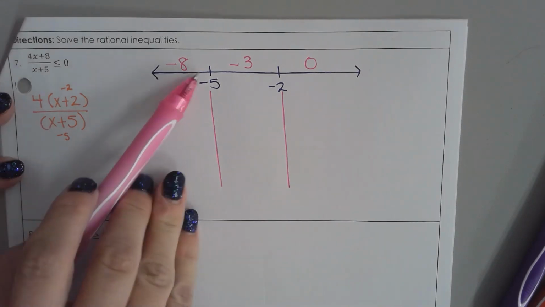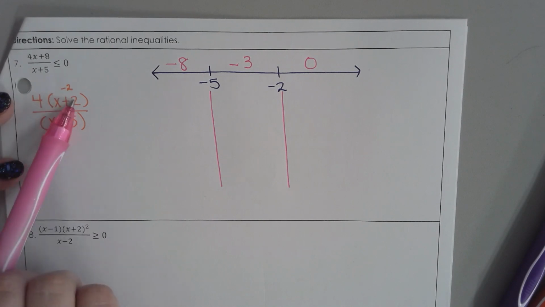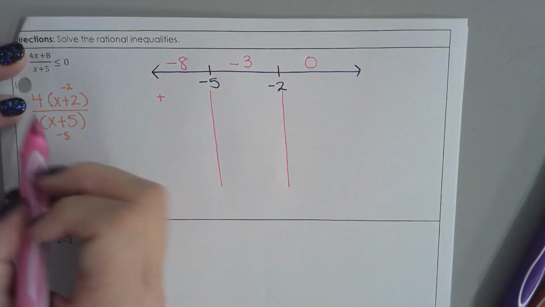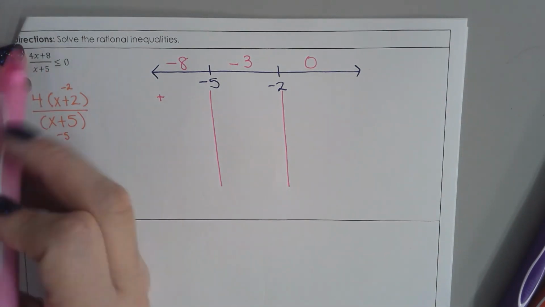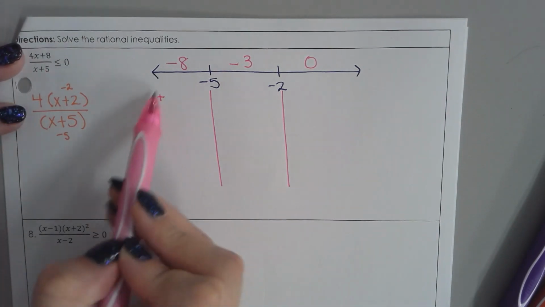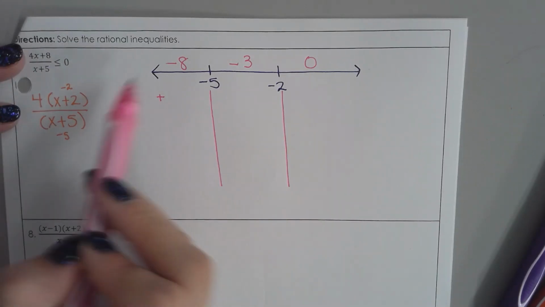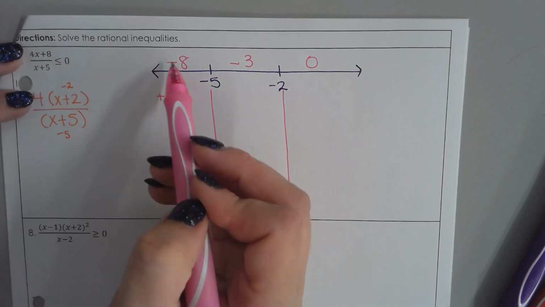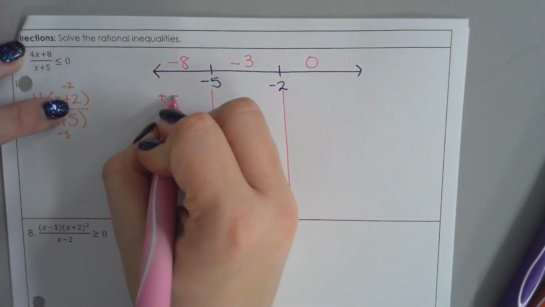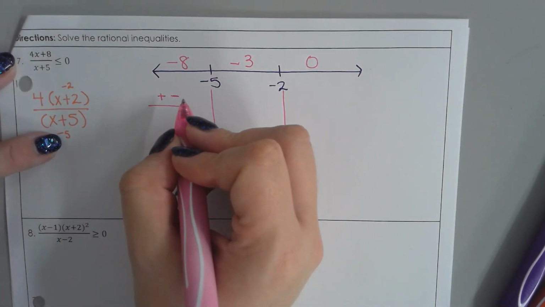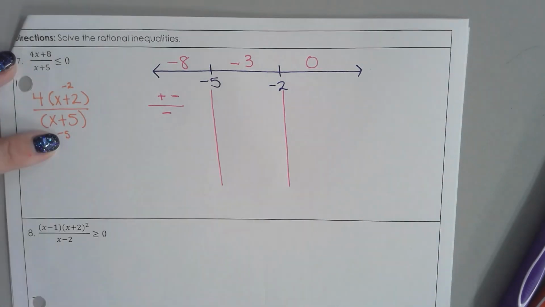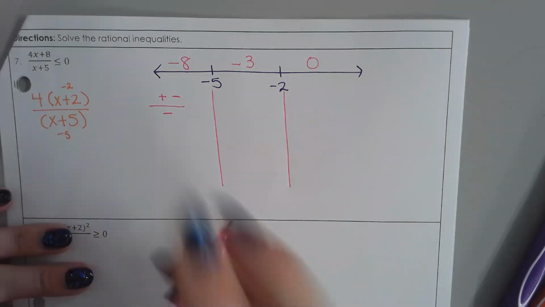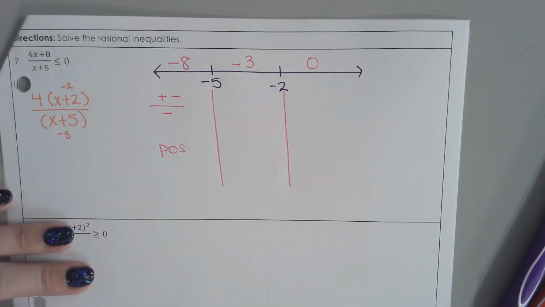Okay. So if I plug -8 in, well, we've got this +4. I'm just going to go ahead and put a positive for that +4. If that was a -4 on the outside, you would need to make sure you count that negative. That would be part of your function. So a positive, and then -8 plus 2 is negative. -8 plus 5 is negative. A negative divided by a negative is a positive number.